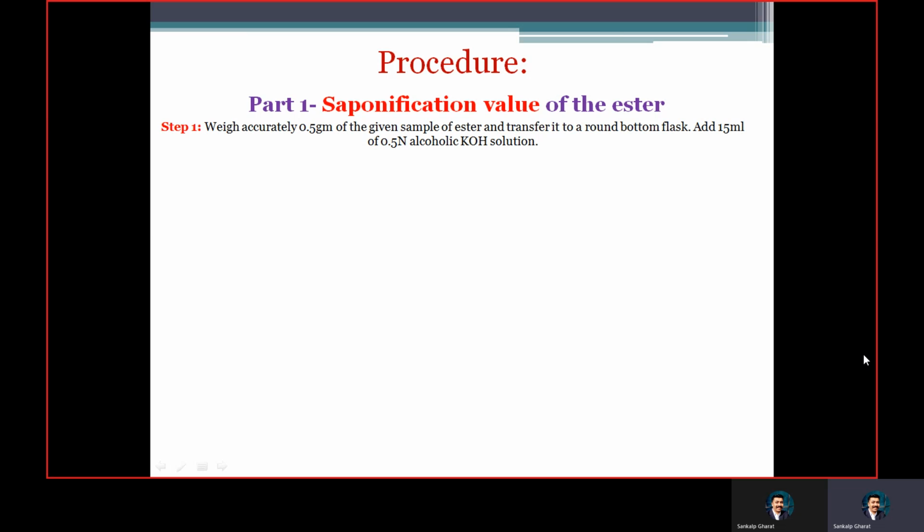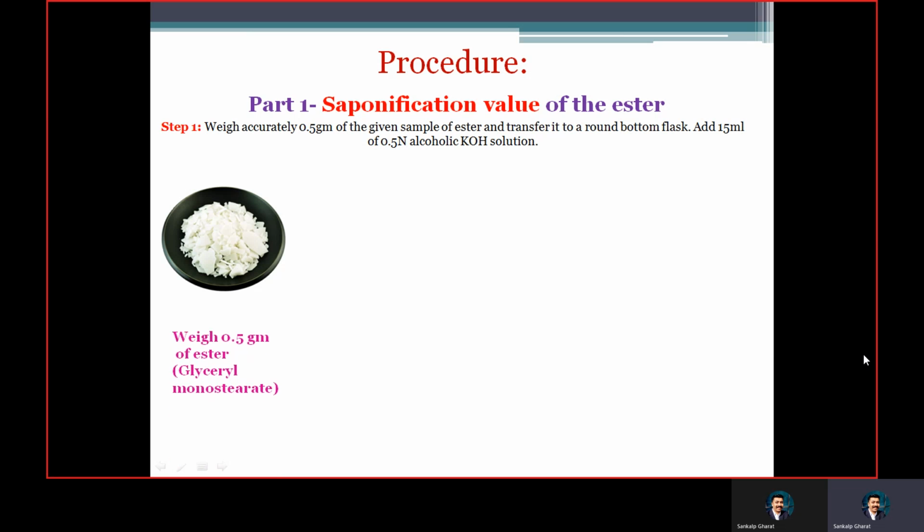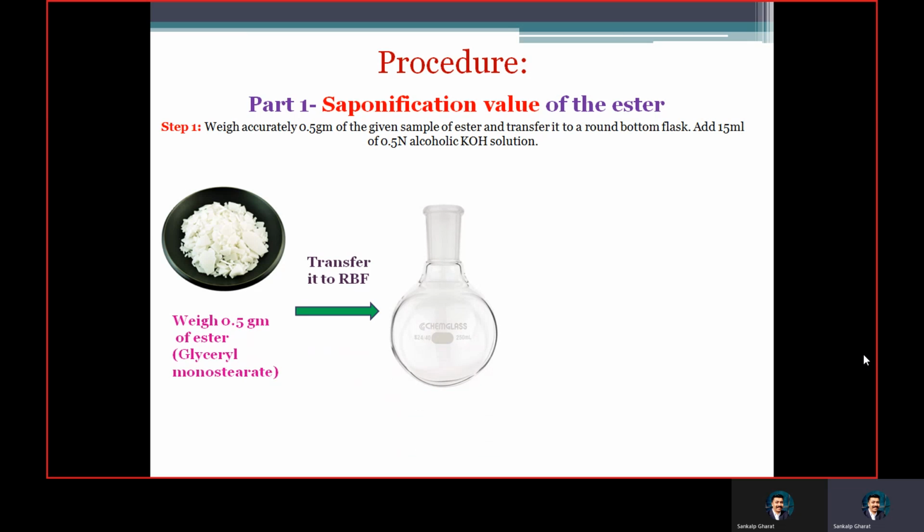First, we'll divide this entire experiment of determination of HLB value into parts. The first part of the experiment is the saponification value of a given ester. Here, the first step is to weigh 0.5 grams of ester, that is glyceryl monostearate. This is how flaky glyceryl monostearate looks. Then we have to transfer this 0.5 gram of glyceryl monostearate into the RBF. RBF means round bottom flask.